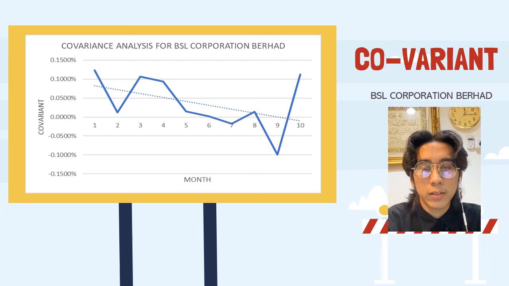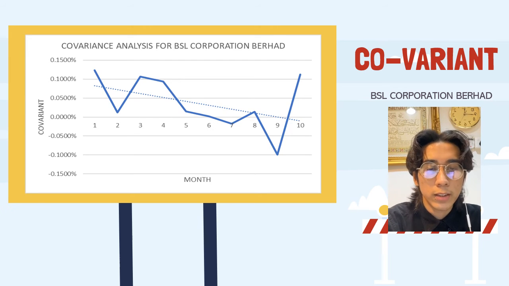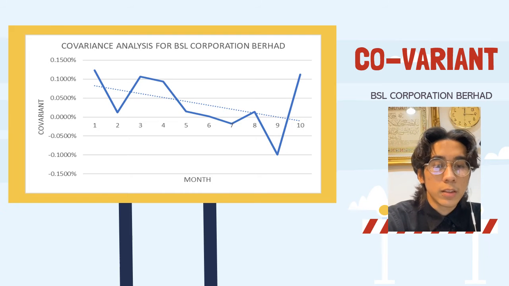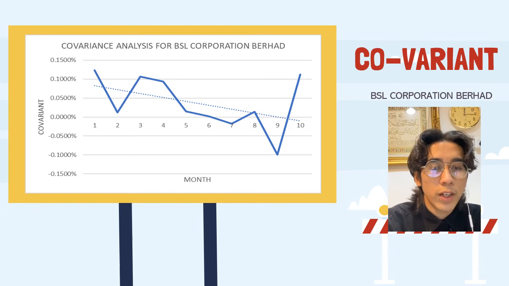Next, on this slide shows the covariance for BSL Corporation Berhad. So, based on the covariance graph for BSL Corporation Berhad from 4 January to 30 October 2021, we can see that on the early month of January, the graph shows early stable and positive at the value of 0.1238%. Then, at the beginning of February, the value of covariance seems increased dramatically.